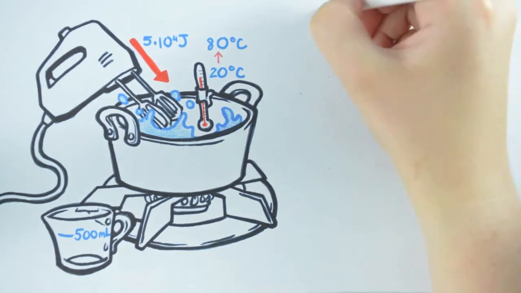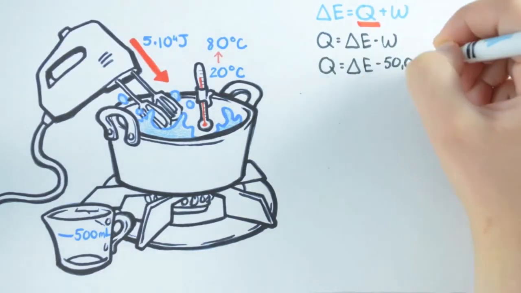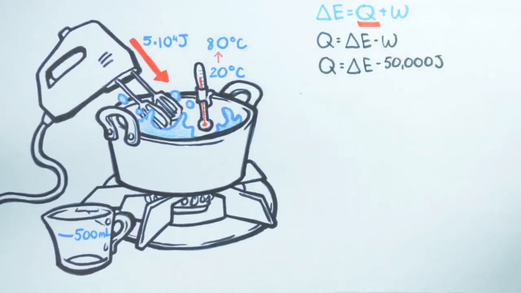Let's start with our fundamental principle, the energy principle. Our unknown is Q, so let's rewrite the energy principle to solve for that. Now we need to find both delta E and W. W, the work, is easy. We're told that explicitly. The beater exerts forces on the water through some displacements such that the total work done by the beater on the water is 50,000 joules.